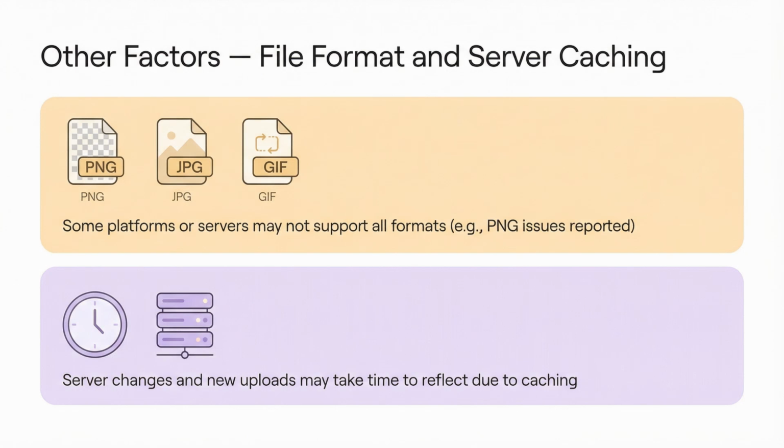A couple of other technical factors came up during the session. One is file format. In some environments, certain image formats like PNG might not be read correctly, while others like JPEG work fine. The other factor is caching. When a server is newly set up or recently changed, it can take some time before images are accessible everywhere. These aren't bugs in your code, they're environment issues, and knowing that distinction saves a lot of frustration.